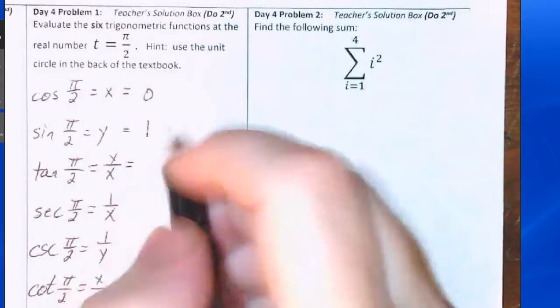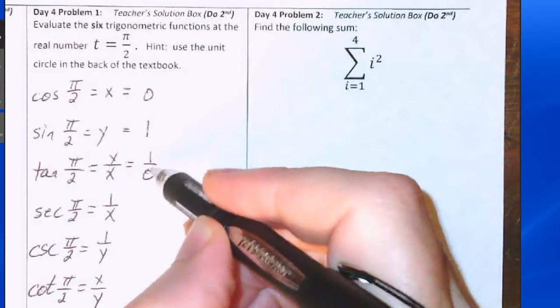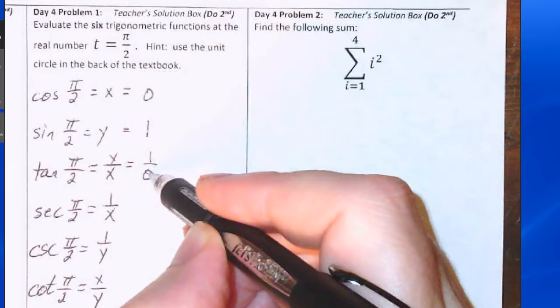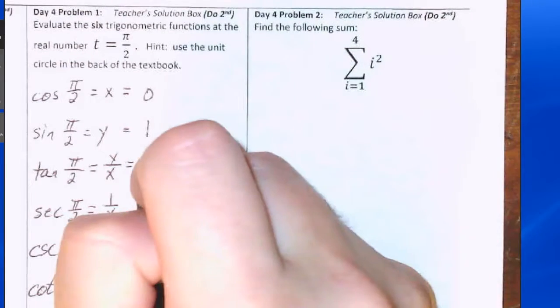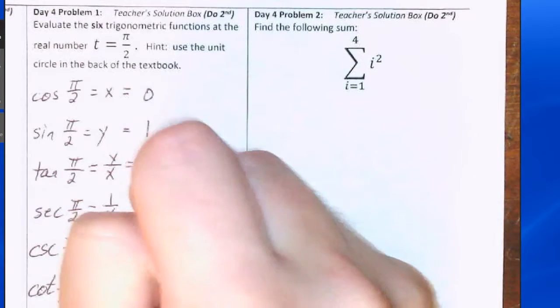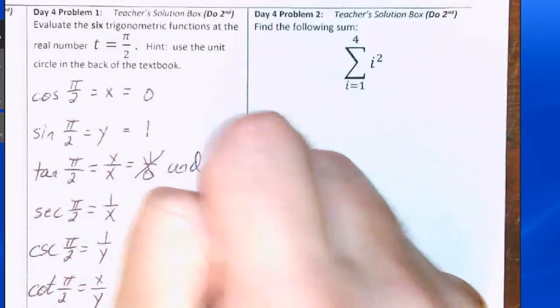For tangent, we want to go y divided by x, or 1 divided by 0. But remember how you can't have 0 in the denominator of a fraction? You're not allowed to divide by 0. So actually there is no tangent value. We say that the tangent value is undefined.